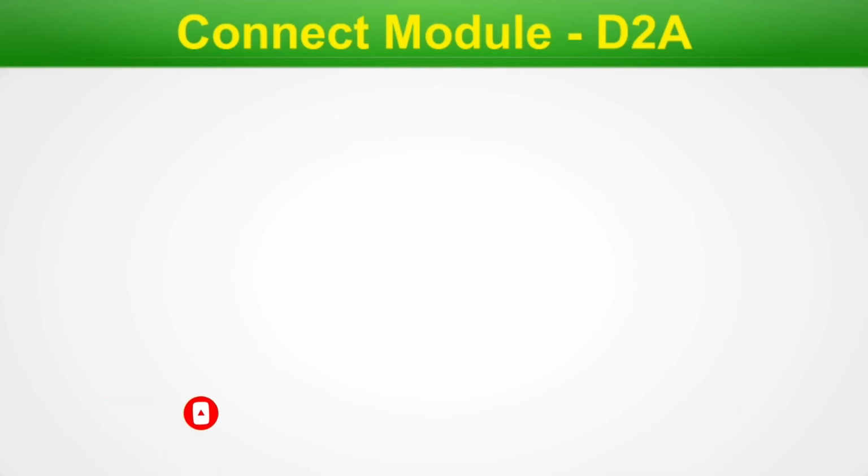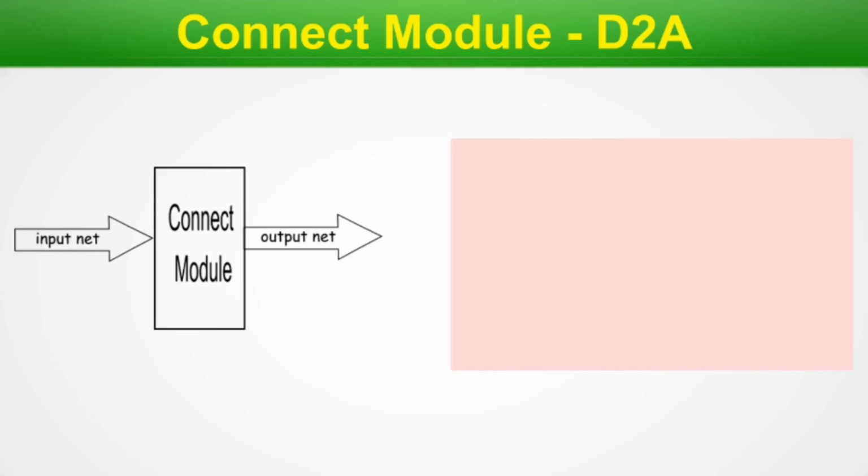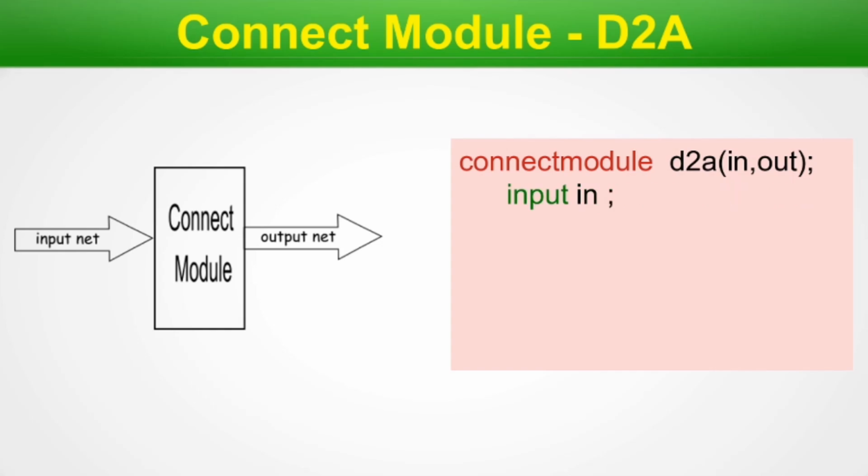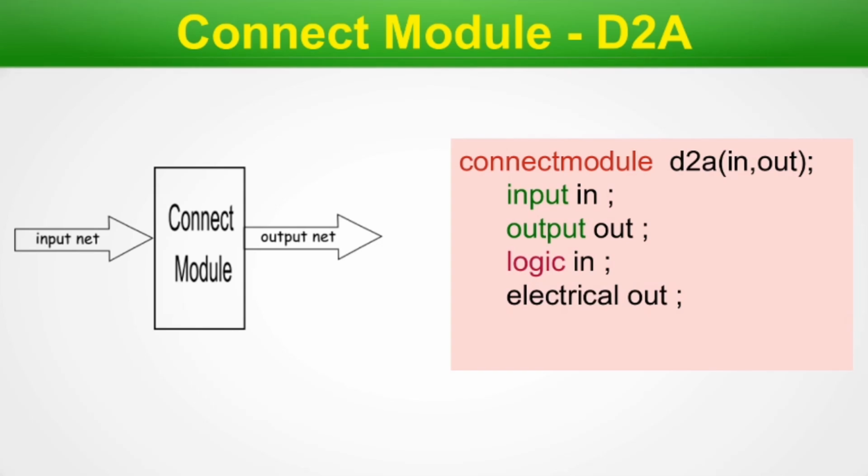So here we will be discussing a D2A. So that is digital to analog. Here is the connect module, and how it is defined. I am not saying how we write it in our code, but how a connect module D2A is defined. So it has in and out. In is an input, out is an output, and the input is logic in nature, and the output is electrical in nature. So guys, look that the input is logic, so it is digital, and the output is electrical because electrical is an analog nature. So the connect module is defined in such a way that the input is digital and the output is analog. And we end the module with end module.